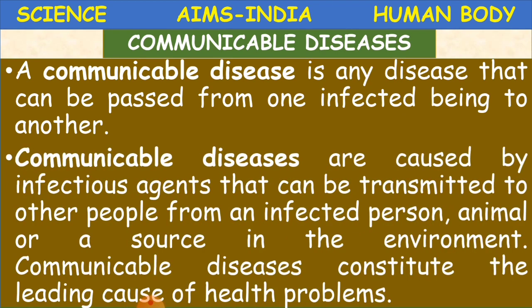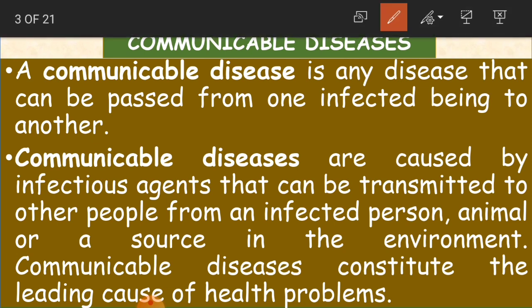And communicable diseases are caused by infectious agents that can be transmitted to other people from an infected person, animal, or a source in the environment. So they are caused by infectious agents, and that is going to be transferred from an infected person to another person. These infectious agents may be an infected person, an animal, or a source in the environment.